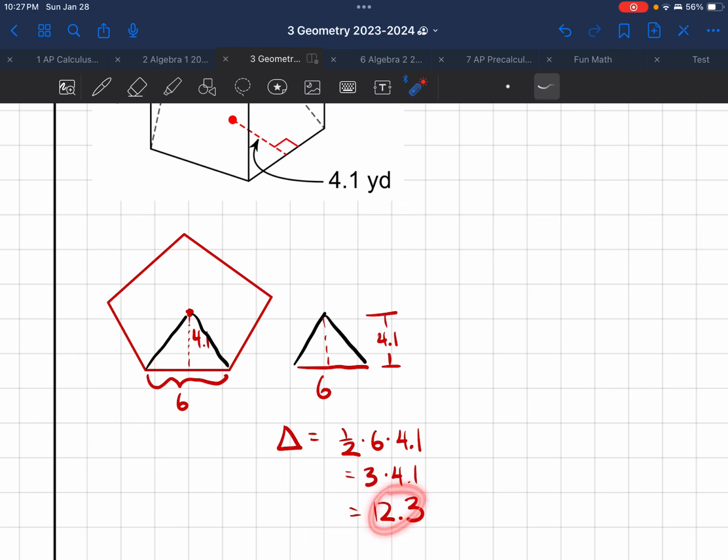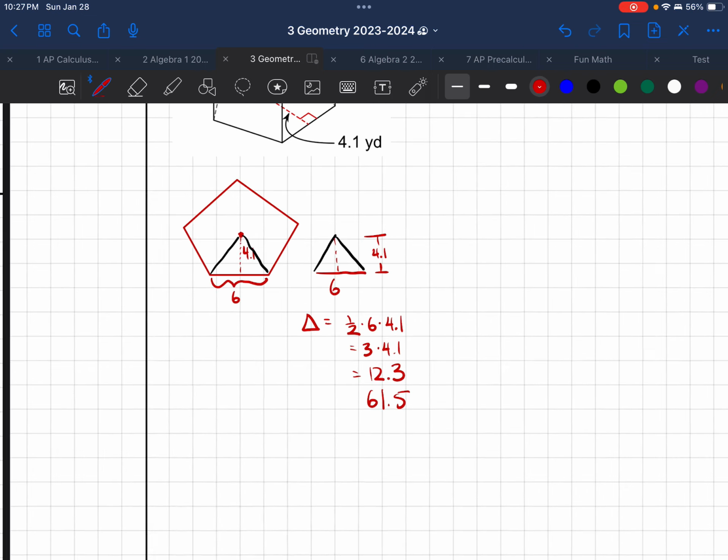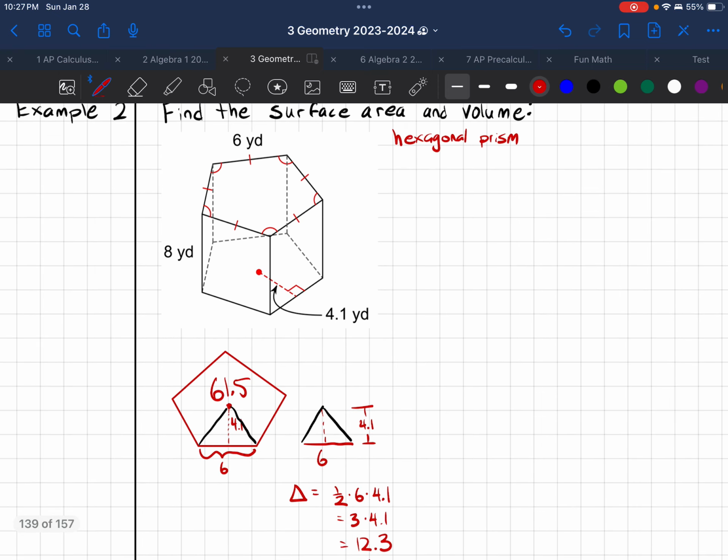So now I have to multiply this by 5. Well, I know 5 times 12 is 60, so this is going to be 61.5 because 5 times 3 is 15, so there's where the 15 came from with the original 60, right? So 61.5 is the area of this pentagon. So I can maybe just label this as a 61.5 here so I can remember that. And I know that the top and bottom are both 61.5.